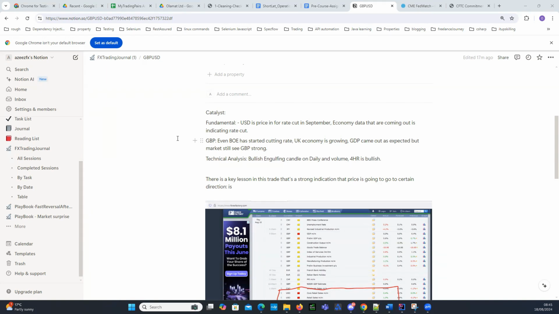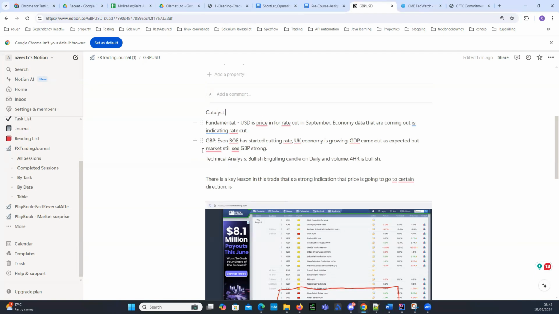So yes, what are the catalysts for these trades? Obviously, the way I trade, I look at fundamental analysis, I look at technical analysis. I like when these two things sync. I like to trade when the two sync, fundamentals and technical. I like to take the trade on that.